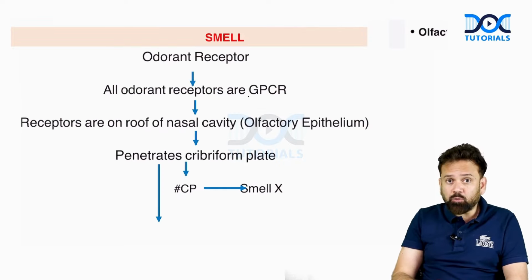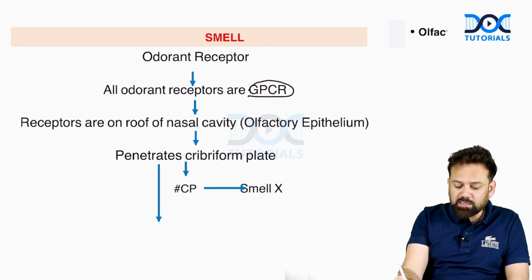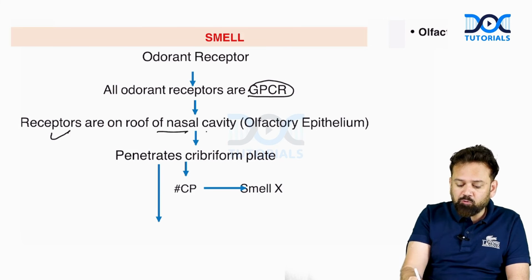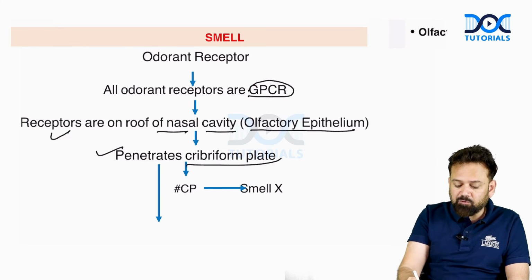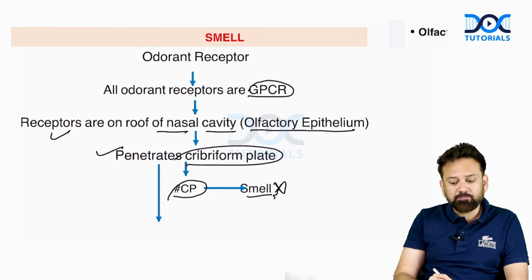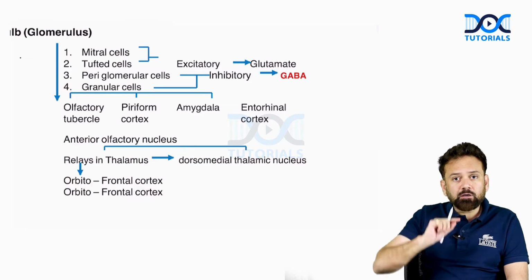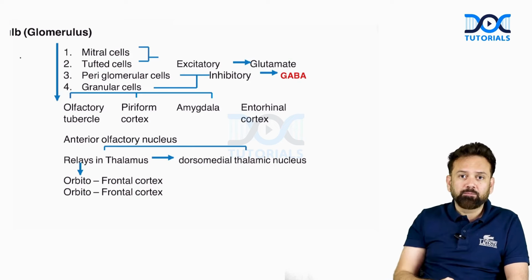Smell, odorant receptor. It is an important point. All odorant receptors are G protein coupled receptors. Receptors are on the roof of the nasal cavity called olfactory epithelium. They penetrate the cribriform plate. That is why if there is a fracture of the cribriform plate, smell is absent. Anosmia.